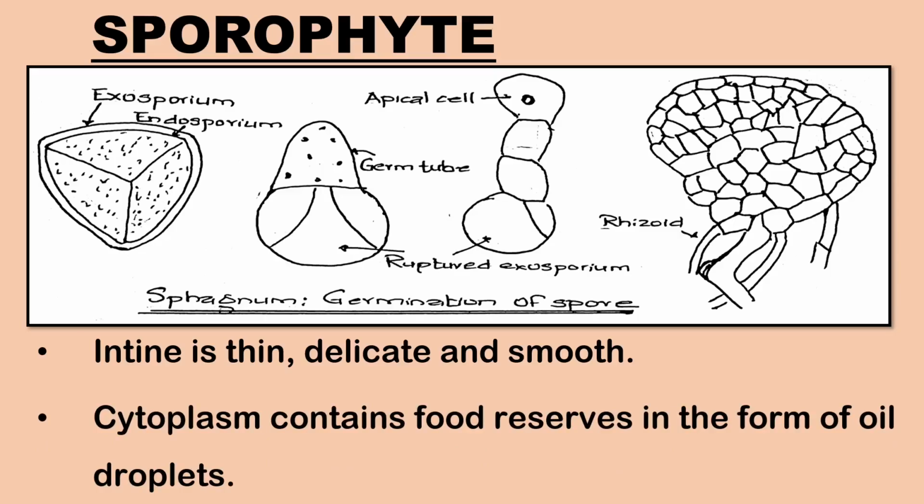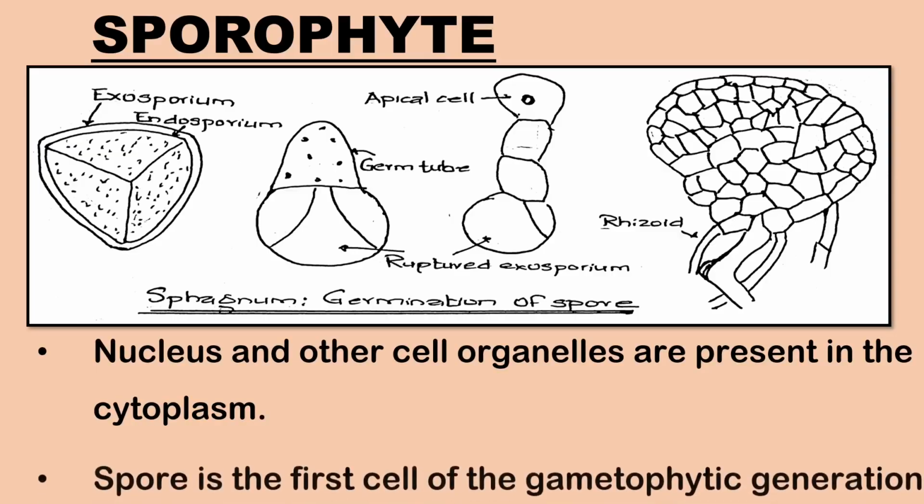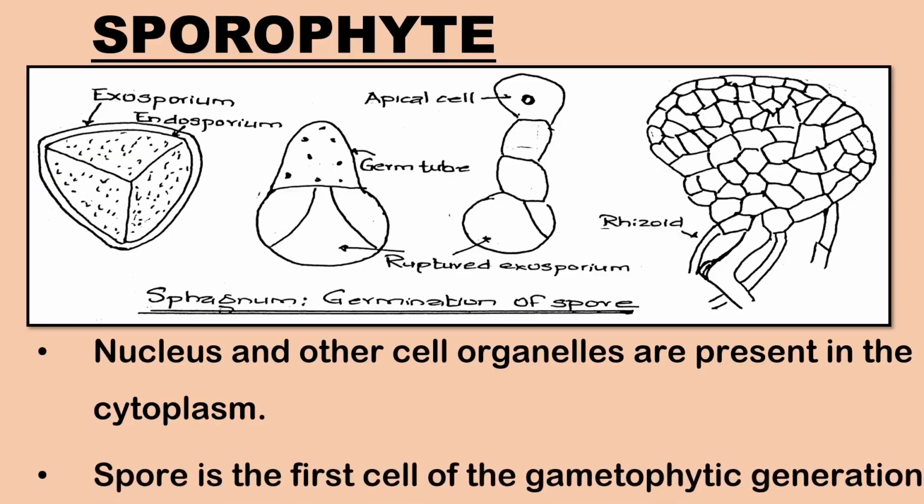Inside the spore wall, cytoplasm is present, containing food reserves in the form of oil droplets. It also contains nucleus and other cell organelles. Spore is the first cell of the gametophytic generation.